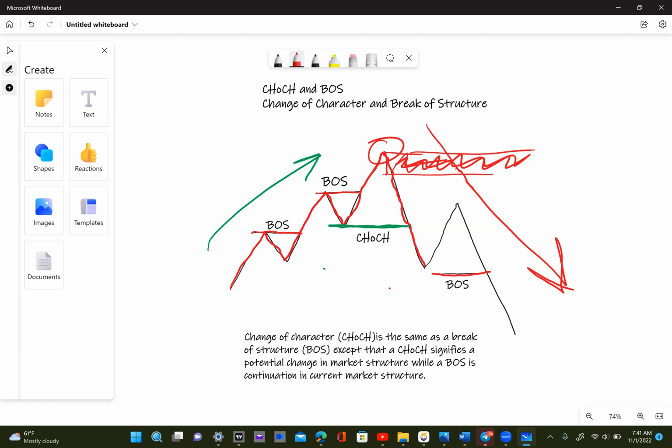You want to sell from premium. Below 50% is called discount zone, so you want to buy from discount. Remember, we sell at premium and we buy at discount. So we're going to be looking, see how this is coming down? We want to see price come up, tap into our zone, right?